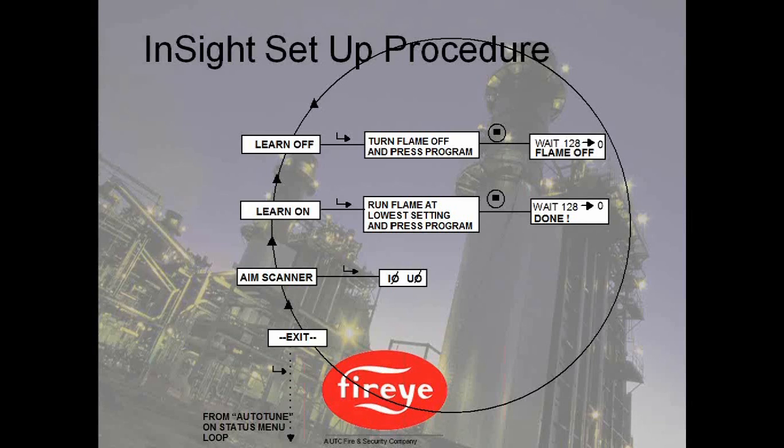We turn all the adjacent flames on to high fire, so we've got as much background in the combustion chamber as possible. And then again, we hit the program button, and at that point, the scanner is going to learn the flicker frequencies, the amplitudes, and the slopes of the flames that it's seeing there. If the scanner has been sighted properly and there's enough difference between the flames, we're done. It's learned to discriminate between the two. If not, it gives you that warning message that says poor discrimination, re-aim the scanner.